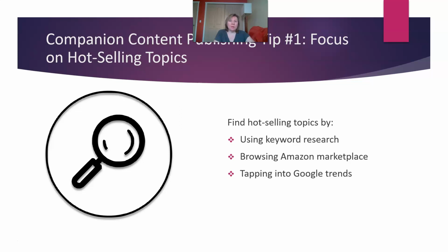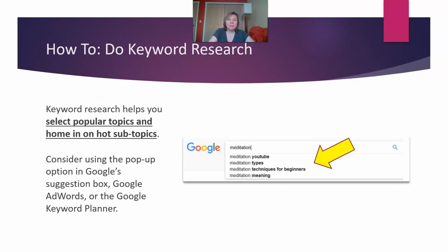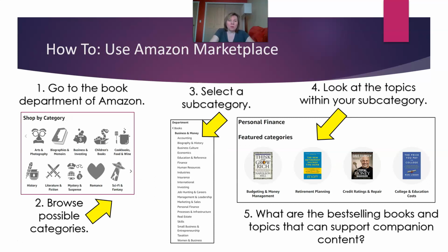If you're going to be doing topic-based companion content, you can use things like keyword research, browse Amazon Marketplace, tap into Google Trends, and that's going to help you find popular topics. There are a lot of keyword research tools out there, though a lot of them are paid. If you just want to do some quick research, you can use things like Google's suggestion box. For example, if you type in meditation, it's going to show you the types of searches that people are looking for.